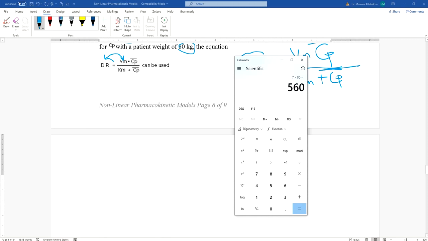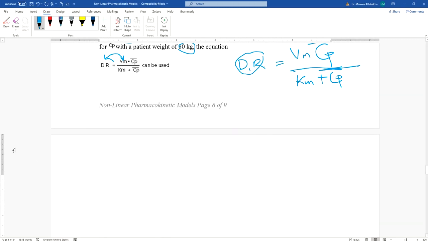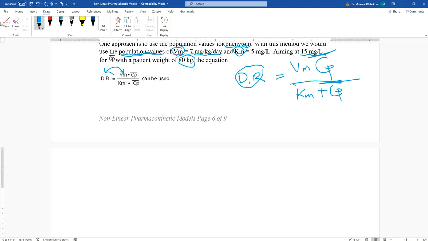Okay, so what does your equation now become? You have to write the dosing rate is equal to 560 milligram per day multiplied by the average concentration. What is our target concentration? It's 15 milligram per liter, divided by Km. Km is given as 5 milligram per liter. So 5 milligram per liter.